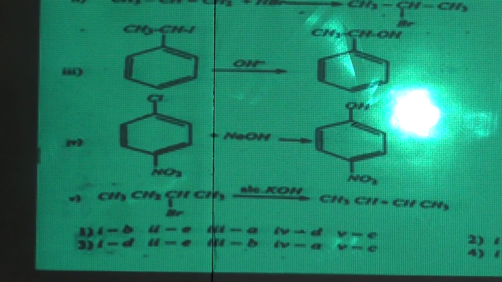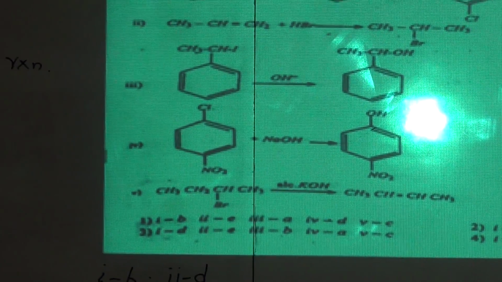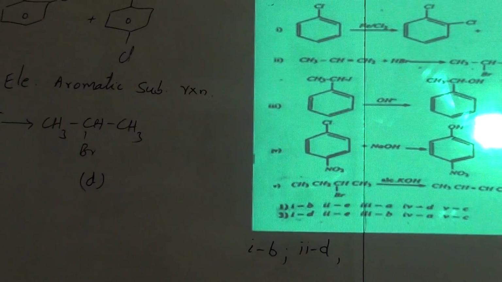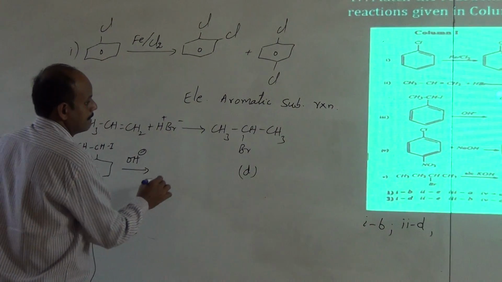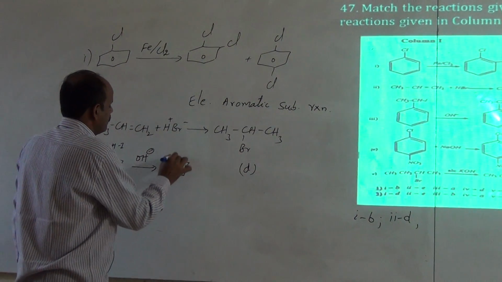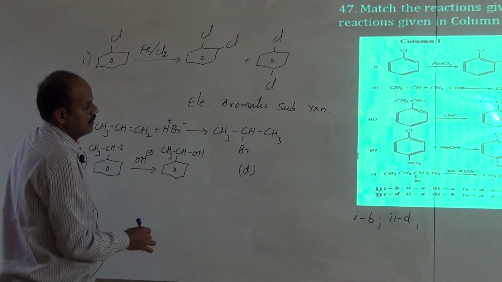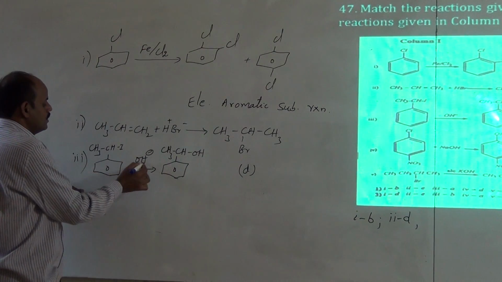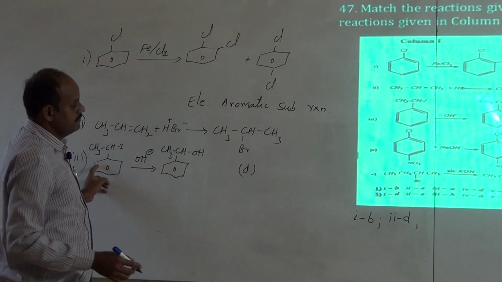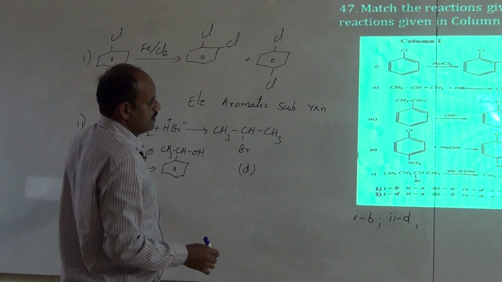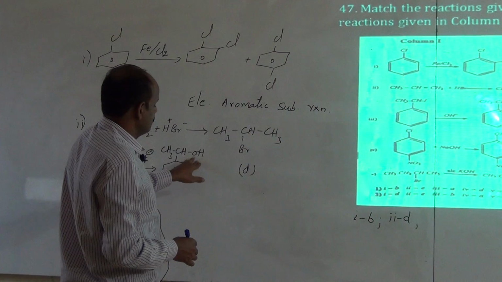Okay. Then third one, C6H5 CHI CH3 with OH minus, then we get CH3 CHOH. Here I minus is replaced by OH minus, that means nucleophilic substitution reaction, and it is the aromatic compound now. Thus here this is nucleophilic aromatic substitution reaction. Okay.